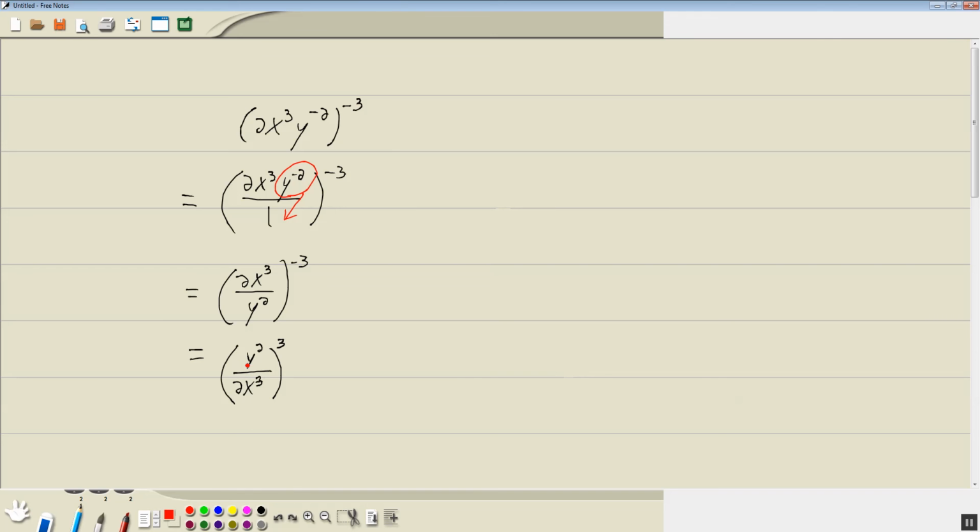Now we got a property that says if everything inside the parentheses is either multiplication or division, and you're raising the parentheses to a power, you can take everything inside to that power. So we're going to take the y to the second power to the third power. We'll take 2 to the third power and x cubed to the third power. So we're going to have y squared to the third power, 2 to the third power, and x to the third power.